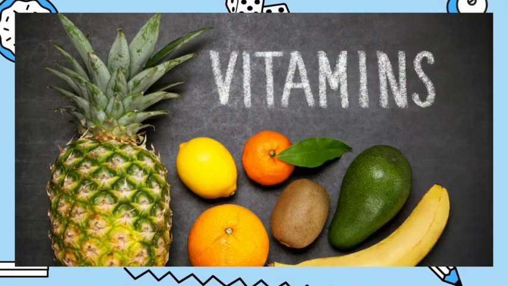Then we also have the vitamins as another class of food. Vitamins help to fight against diseases. They are mostly what? Fruits. They help to fight against diseases.